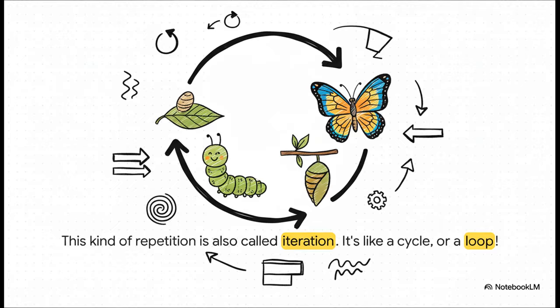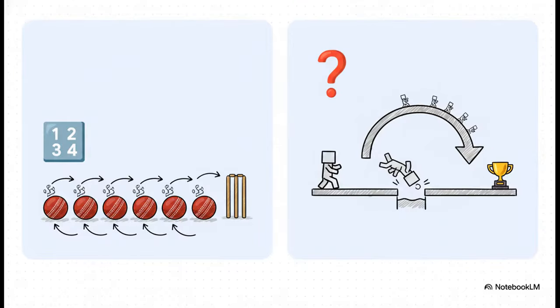It's a beautiful, natural loop. In Python, we have two main kinds of loops, the for loop and the while loop. So when do you use which one? Simple. You use a for loop when you know exactly how many times you want to repeat something.